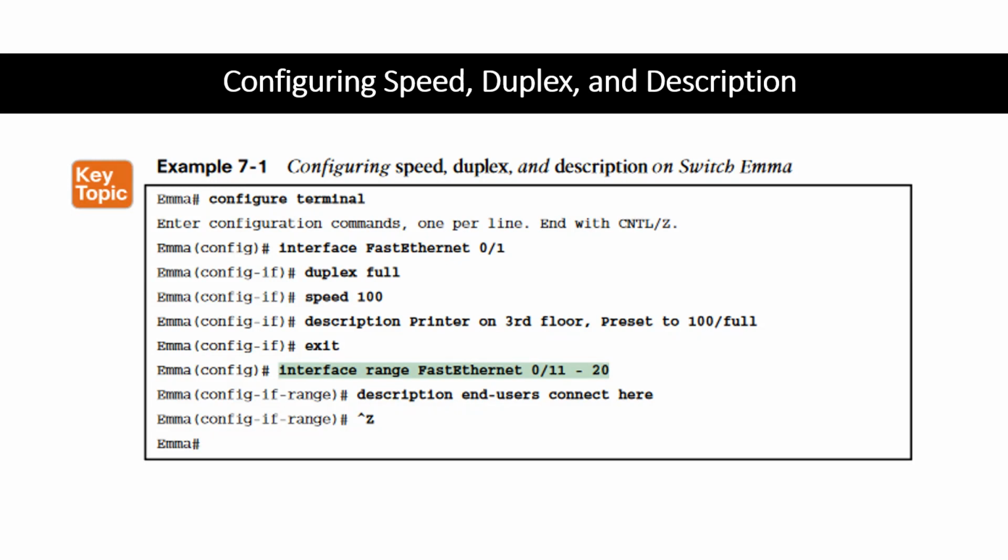And a description: let's say Mykevia is managing almost 100 switches plugged into probably 100 servers, and she wants to keep track of what's plugged into what. So that when Ryan comes in on a night shift, he can say, okay, for FastEthernet 0/1, it's a printer connected to this port on the 3rd floor, and Mykevia preset it to a speed of 100 and full duplex. So a couple of things you can do here.